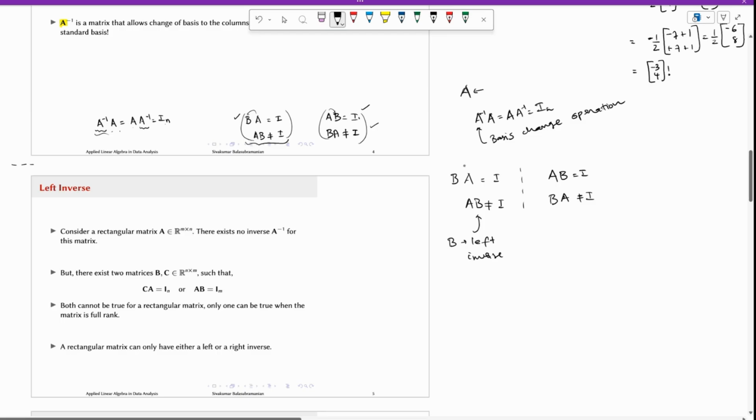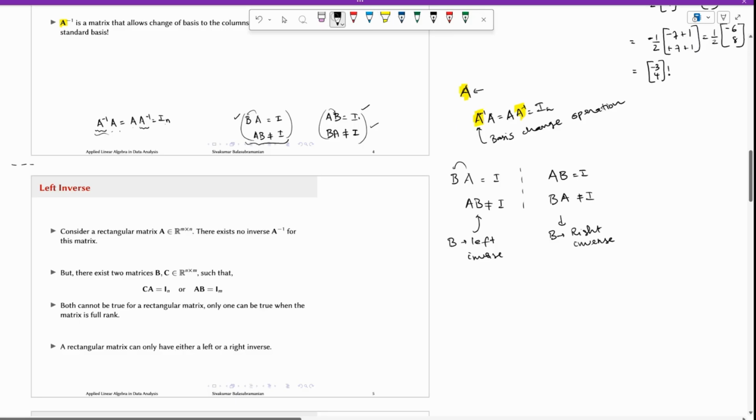It's called left because B goes on the left of A. And in this case, where you post-multiply and you get the identity, here B is called the right inverse. We'll talk a little bit more about left and right inverses. It's just that when you have a square matrix that is full rank, the left inverse and the right inverse are the same. In fact, there is a left inverse and a right inverse, and both of them are the same whenever A is square and full rank.